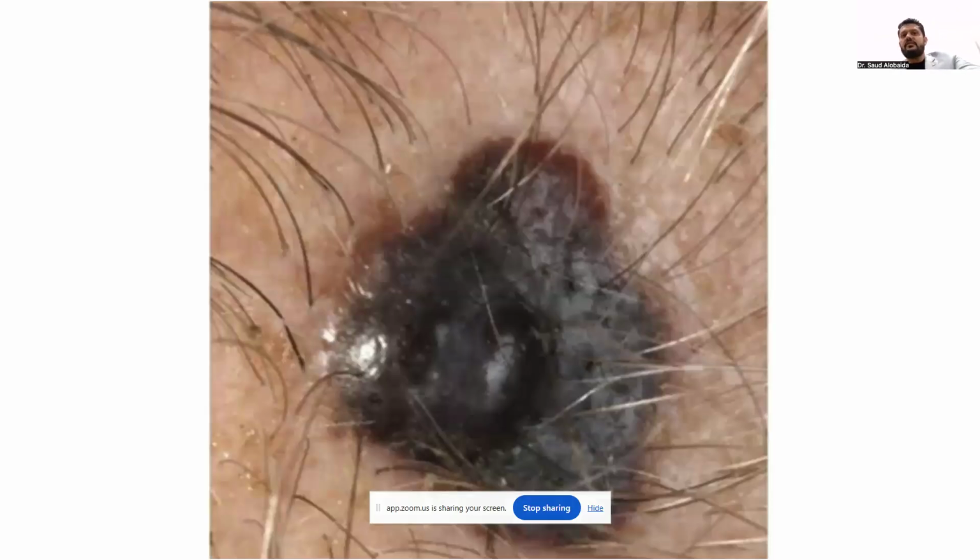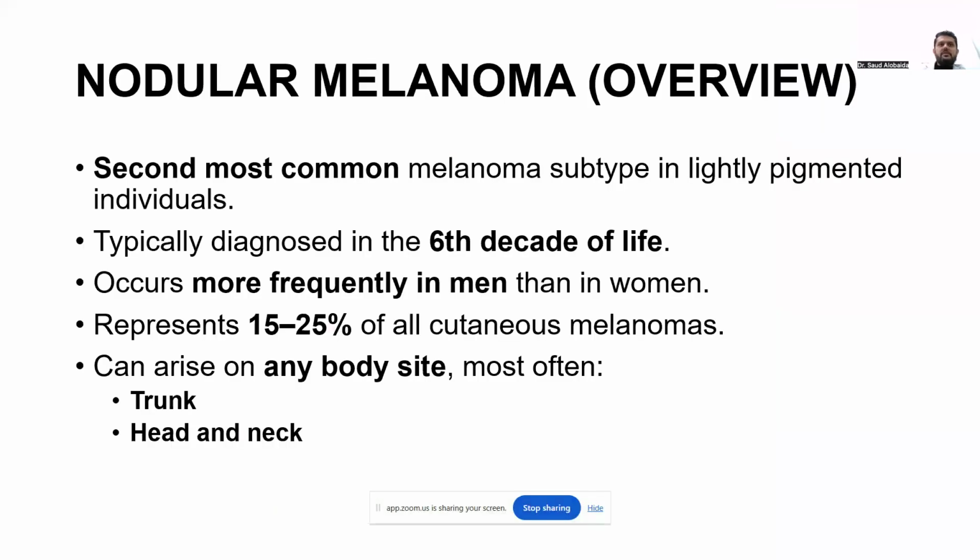All right, speaking of nodular, you come to the second subtype, which is nodular melanoma, second most common, in lightly pigmented individuals, typically diagnosed in the 6th decade of life, more frequently in men than in women, representing 15 to 25% of all cutaneous melanoma. It can arise on any body site, most often trunk, head, and neck. Just to tell you guys, I know in Saudi Arabia, alhamdulillah, we don't get this much. But in North America, in every clinic, sometimes one patient has 2 or 3 melanomas detected in the same session, with a basal cell and squamous cell.